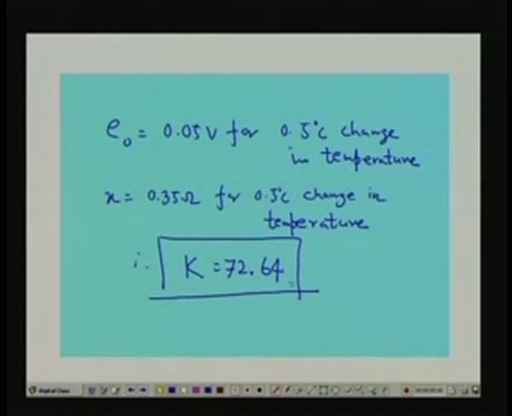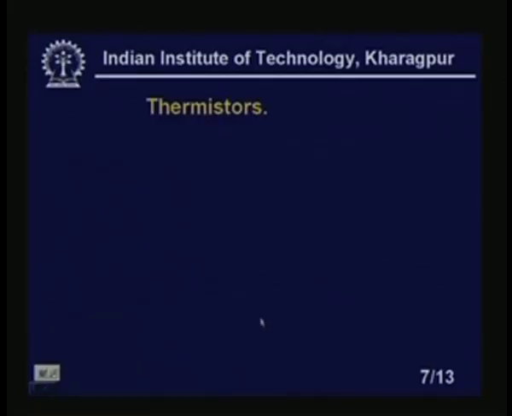So, this completes our design of problem number 17.2. The next problem will be on thermistor. Let us solve that problem. It's a thermistor problem.